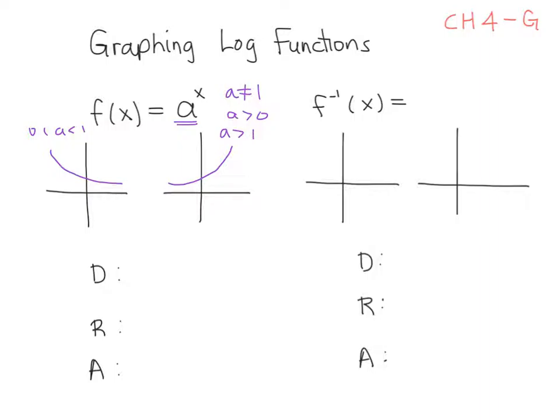Alright, so let's look at the domain. The domain of this function would always be all real numbers. So x is an element of all real numbers. What about range? Range is all possible y values. Y can never be equal to 0, so y must always be greater than 0. Are there any asymptotes? Yes, there is. In both cases, the asymptote is on the x-axis. So the asymptote must always be the equation y is equal to 0.